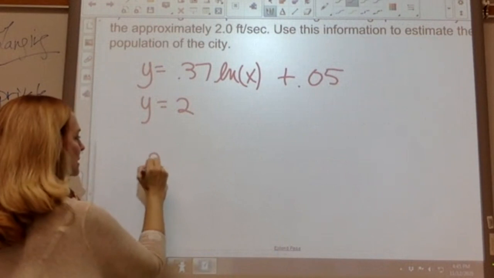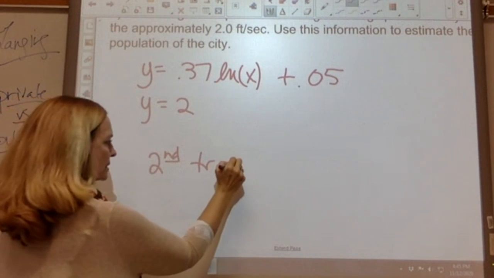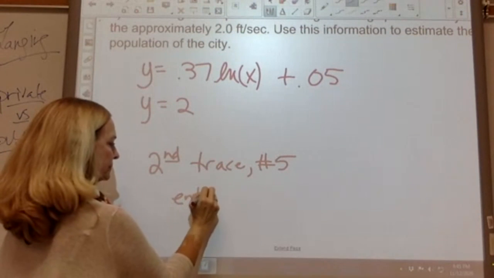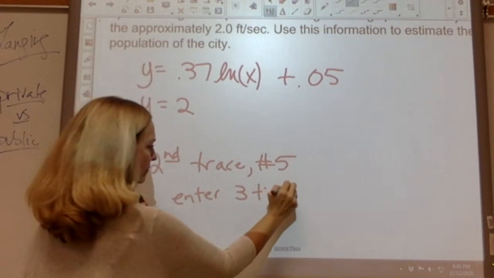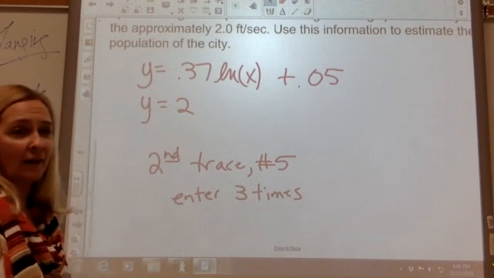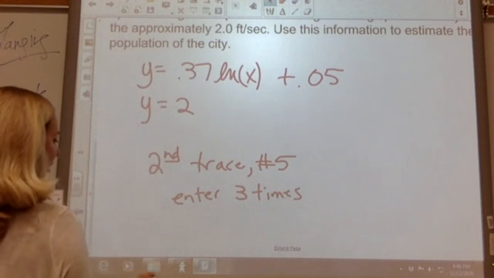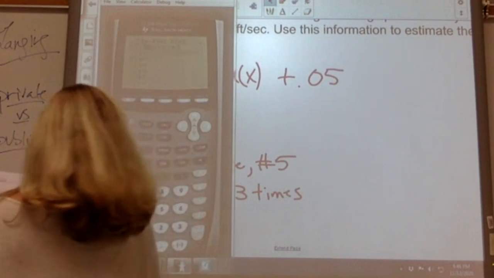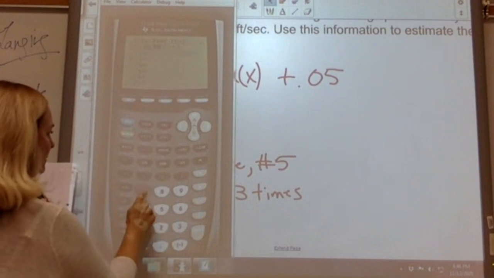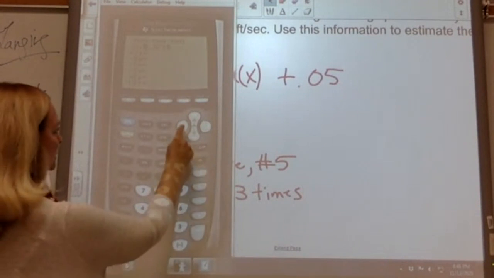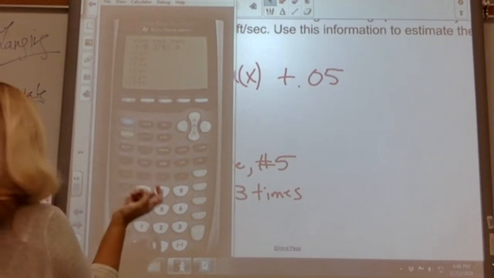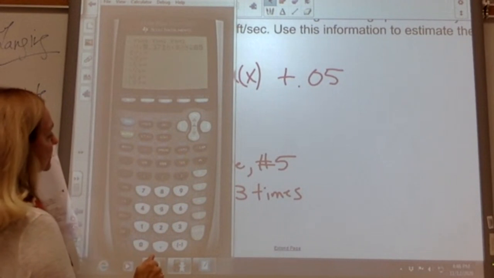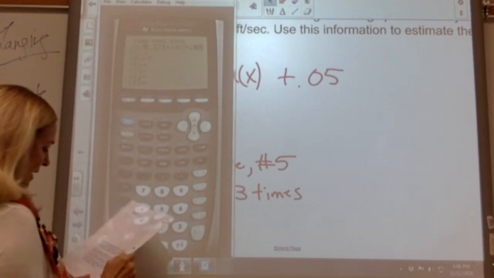So then you're going to do second trace, number 5 for intersect, and then you press enter 3 times. Until we get to section 5 where we learn to solve these problems algebraically. So I got to go to y equals, I'm clearing this out, and I'm going to type in 0.37 natural log, and it brings up parentheses, and I put x, and then I close parentheses, and then it's plus 0.05. Then I go down to y2, and I type in 2.